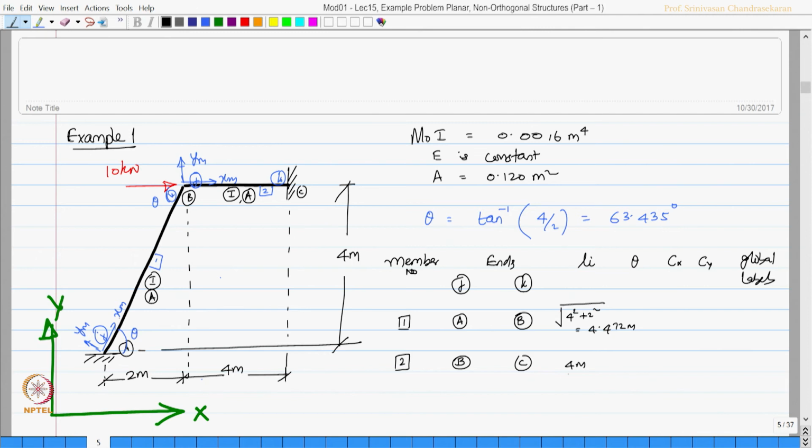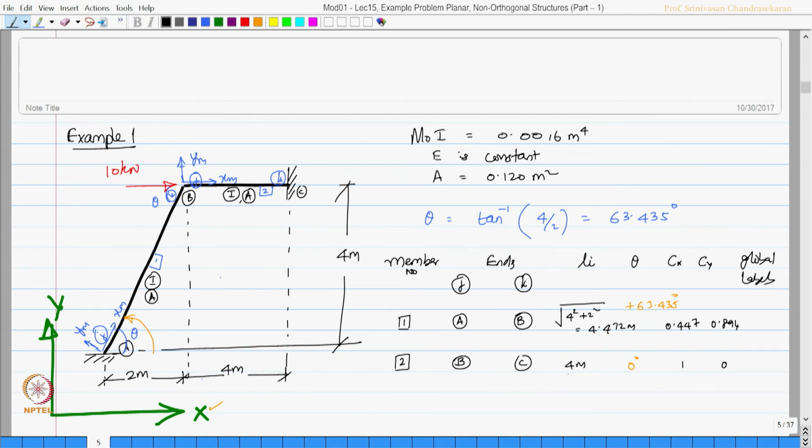So, now x m is oriented this way from the global axis x anticlockwise, so positive. So, theta is going to be plus 63.435 degrees. As far as the second member is concerned, theta is 0 degrees. Okay. Let us compute cos theta and sin theta. This is going to be 0.447 and this is 0.894 and this is 1, this is 0, cos 0 is 1, sin 0 is 0.